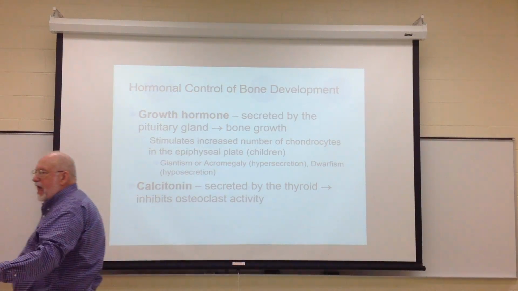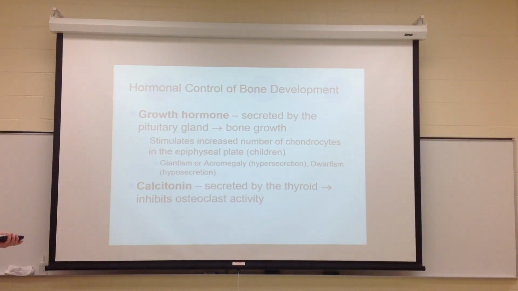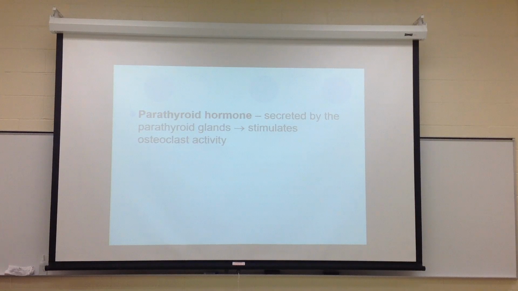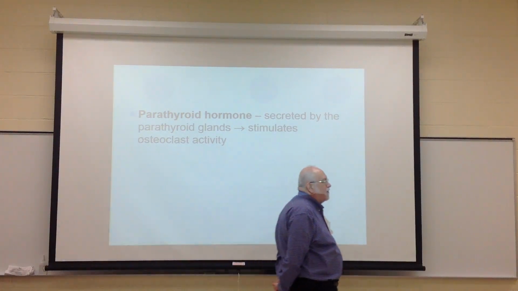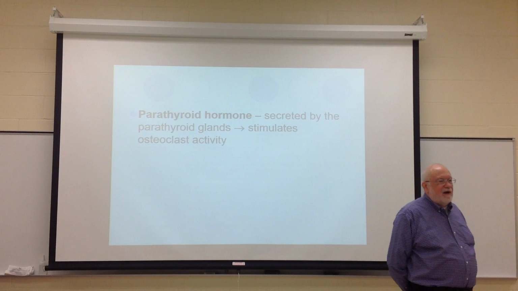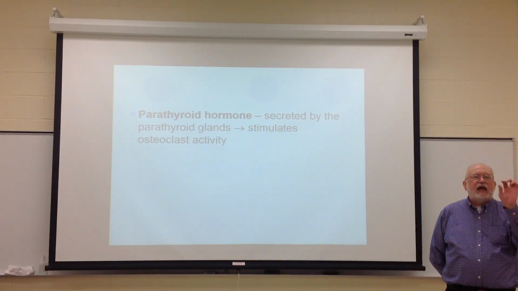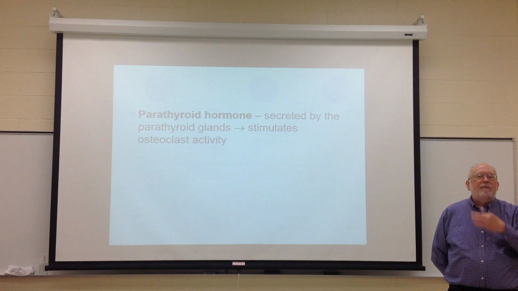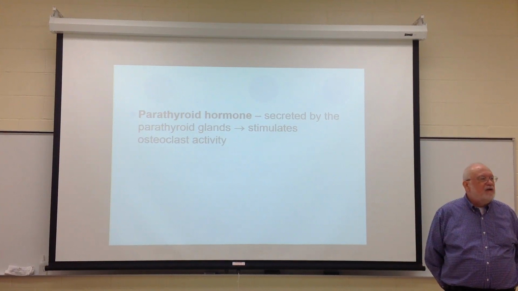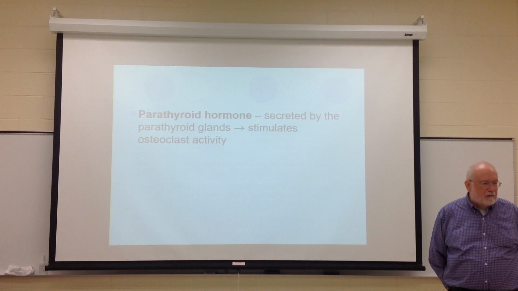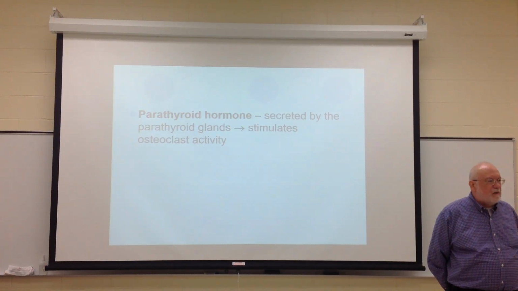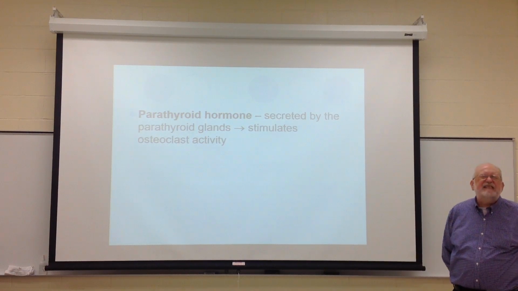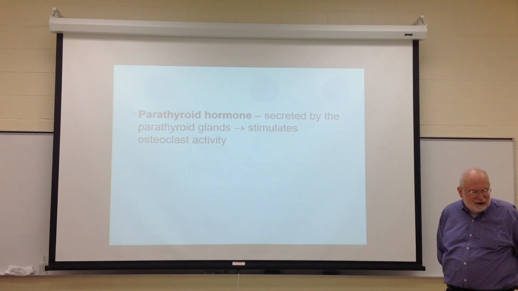Now, as you might guess, we have a companion. Parathyroid hormone. Now this one, bless you, is secreted by the parathyroid glands. There are 4 of them. They're little disc-shaped things, and they're embedded in the posterior aspect of the dorsal side, if you will, of the thyroid. And they put out what's called parathyroid hormone. It has the opposite effect of calcitonin.